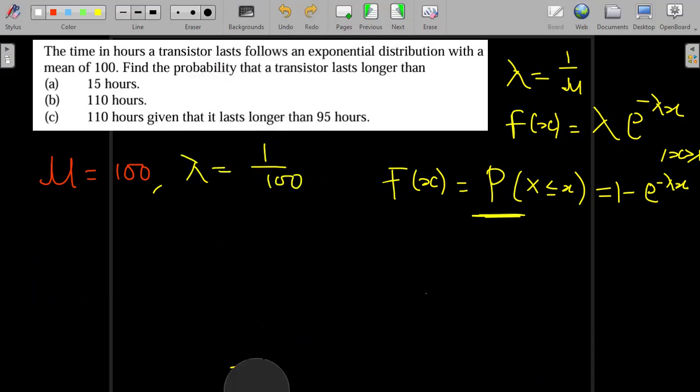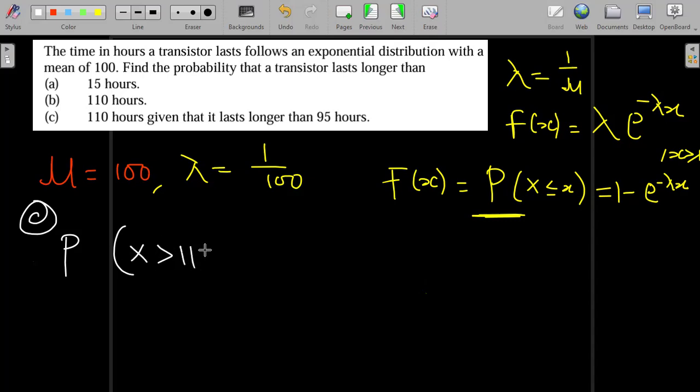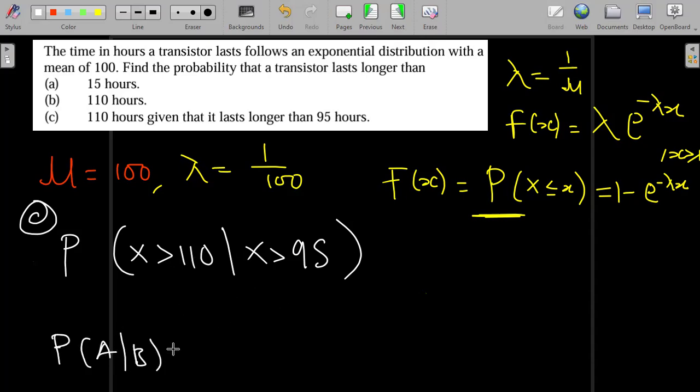Okay, let's calculate C. They are saying it will last longer than 110 hours, given that it lasts longer than 95. So that's the conditional probability. We are finding the probability that X lasts longer than 110, given that X lasts longer than 95. If you want, you can use the memoryless property here, because this is just conditional. By conditional probability, if A given B, this is the same as what?